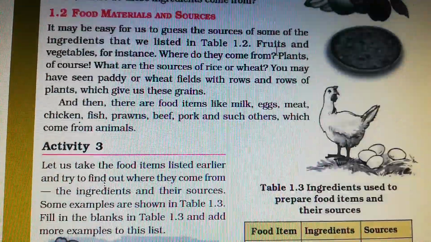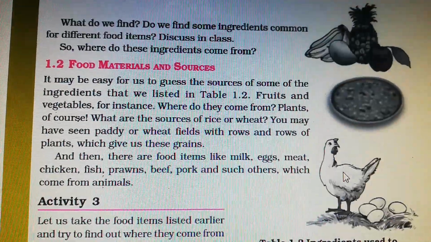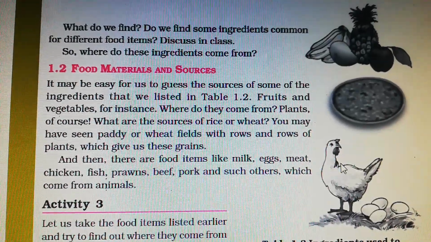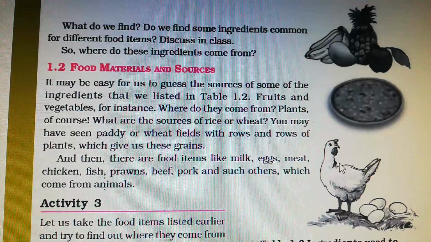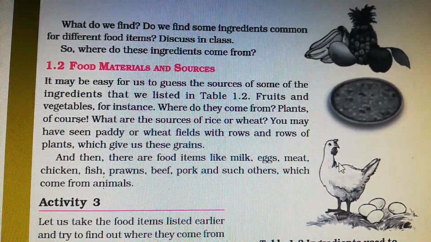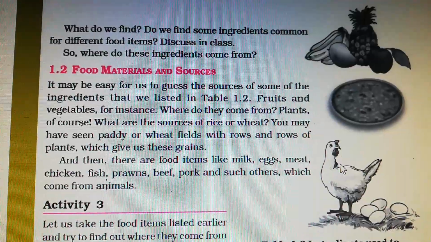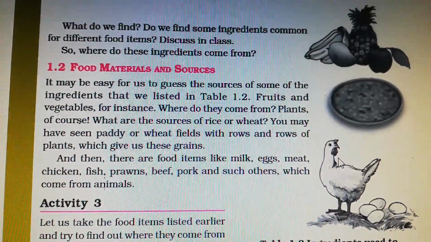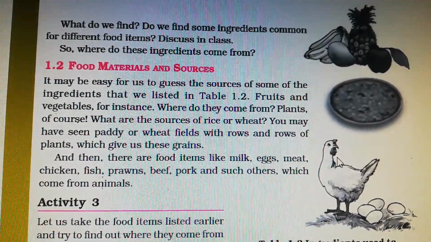Next, coming to food materials and their sources. As we all know, there are 3 main sources of food. One is animal. From animals, we get meat, egg, milk, chicken, fish, prawn, all of which come from animals. So the main source of these foods is animals.